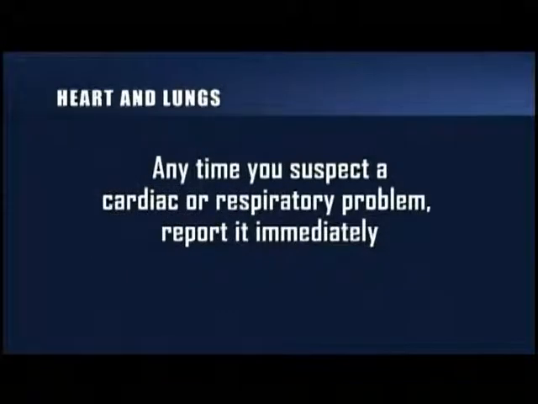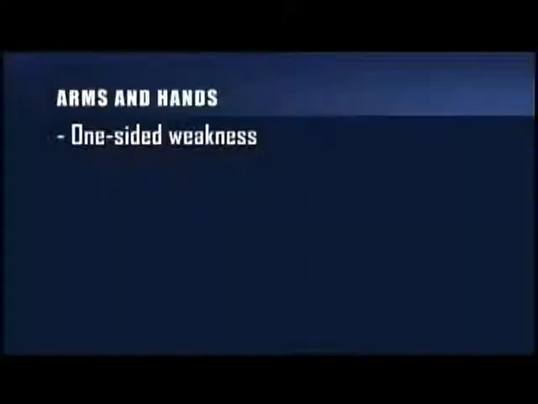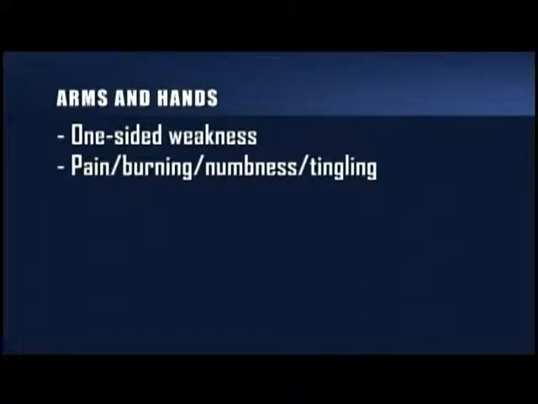Anytime you suspect a possible cardiac abnormality, it must be reported immediately. And if you're ever in doubt, of course, call 911 right away. You can also spot changes in the arms and the hands. Weakness, particularly on one side of the body, for example, can be a sign of a stroke. Radiating pain down the arm or shoulder can be a symptom during a heart attack.